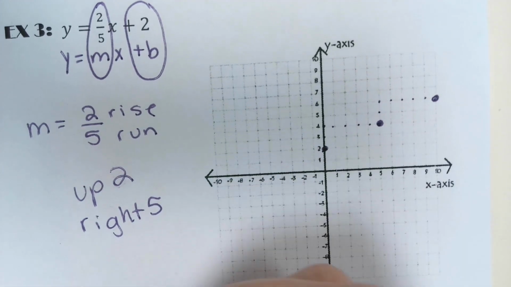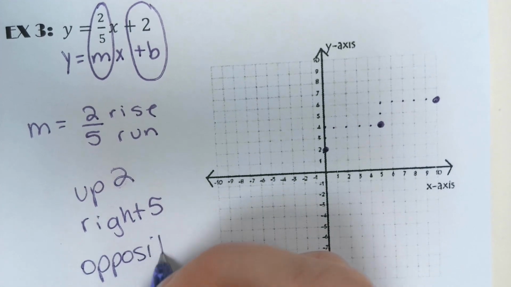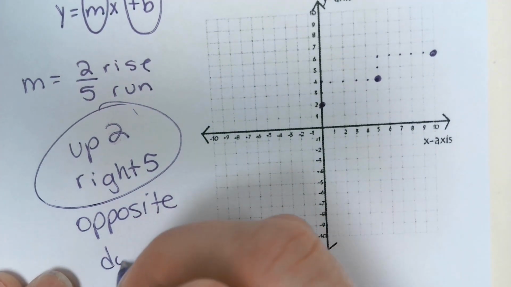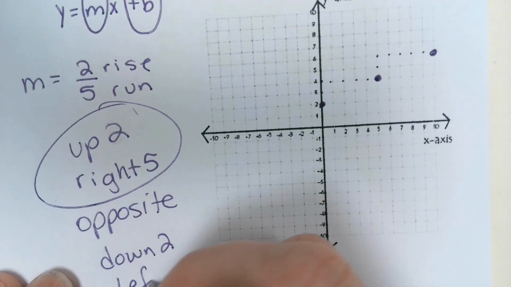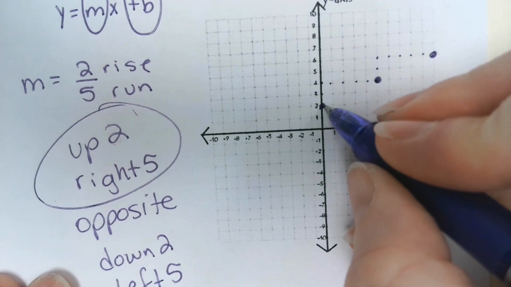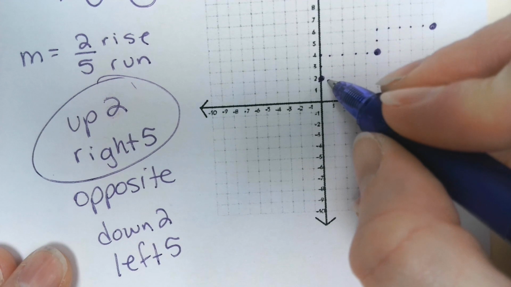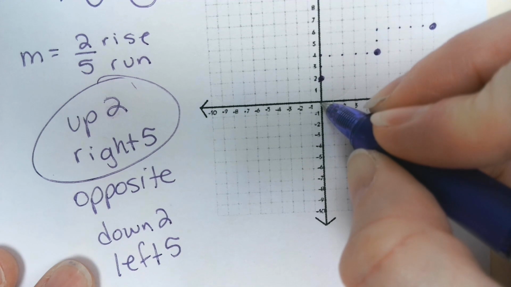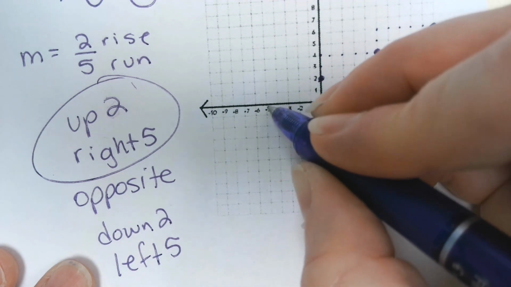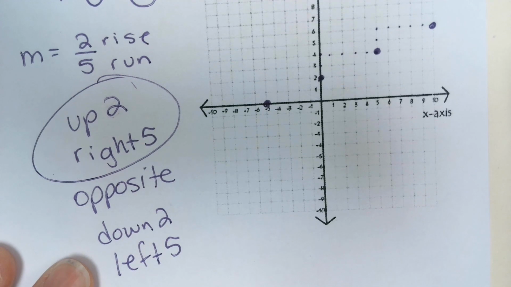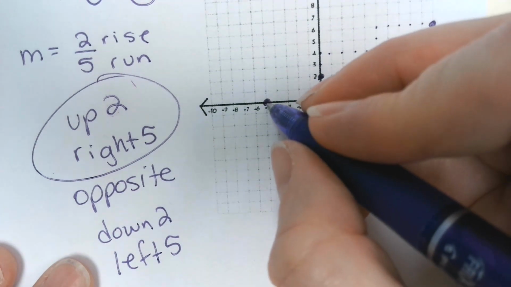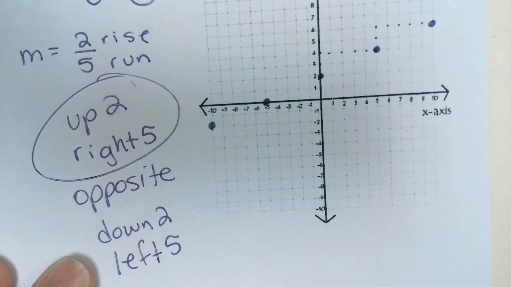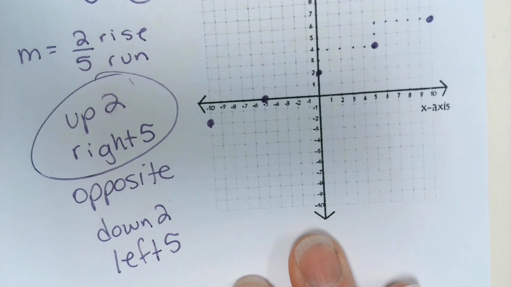Then go back and do the opposite of the up 2, right 5. The opposite of that would be down 2, left 5. From your y-intercept. So go back to your y-intercept. Go down 2, 1, 2, left 5. 1, 2, 3, 4, 5. Do it again. Down 1, 2, over 1, 2, 3, 4, 5. And you filled in your graph with all the points possible for this slope.